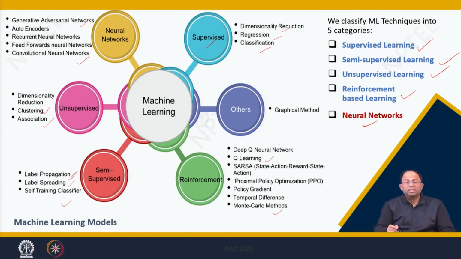Then there is Q learning, which is the most common one. Then there is deep Q learning, where we use neural networks along with Q learning. And then there is SARSA, state action reward state action. You can understand that based on reward, the action and so on are modified. And then proximal policy optimization, policy gradient, temporal difference, and so on. So this is more or less not covering everything, but at least it shows the different types of models that we usually use.